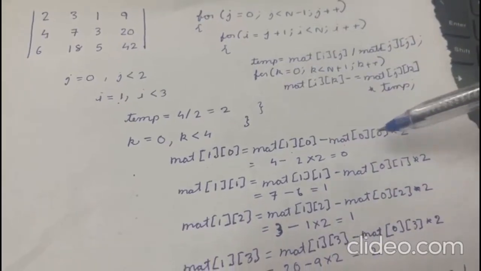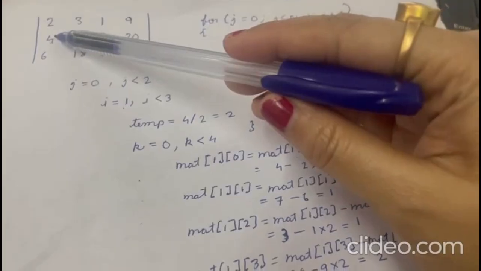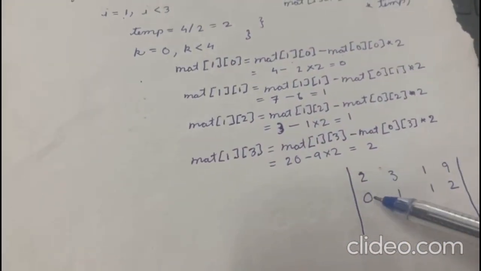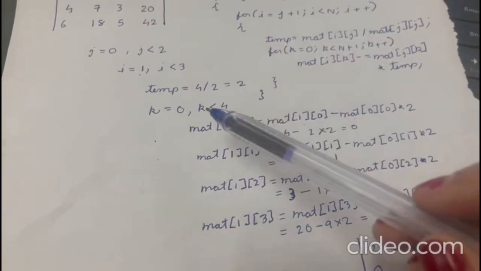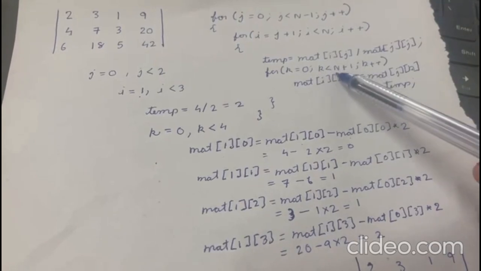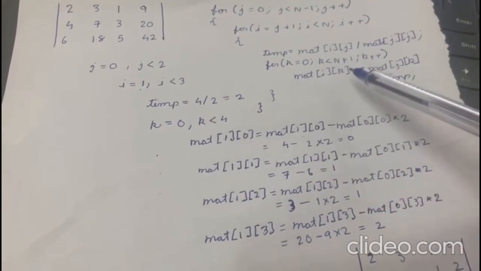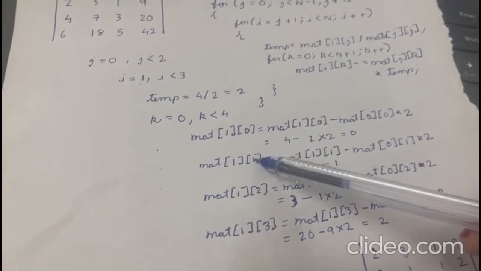It is 2. So 4 minus 2 into 2, we got 0. So we have got this value equal to 0. Okay. Now we will continue this k loop till this condition becomes false. So now the value of k will be 1. 1 is less than 4, so again we are entering.